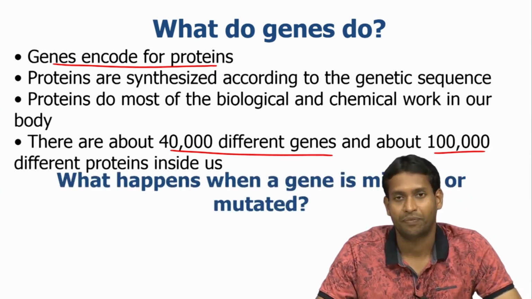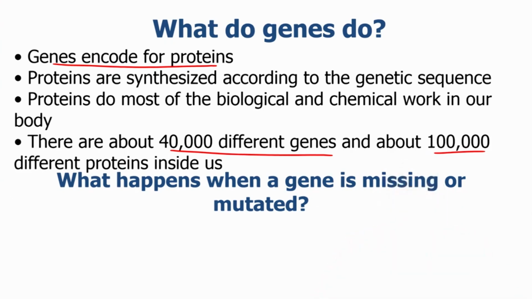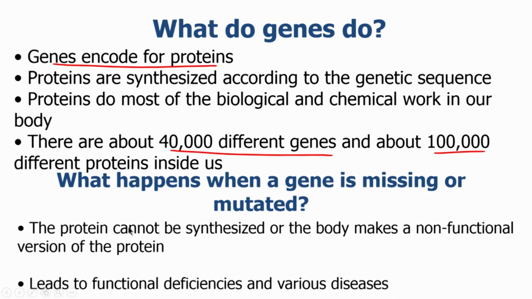So all fine and good. What happens when a gene is missing or mutated? We briefly discussed it in some of the disease circumstances. Of course, if a gene is missing, then that protein cannot be synthesized by the body, or if it is mutated, then the protein could be non-functional. So let us say there is a gene that codes for lysine, and then there is another sequence that codes for, let us say, alanine.